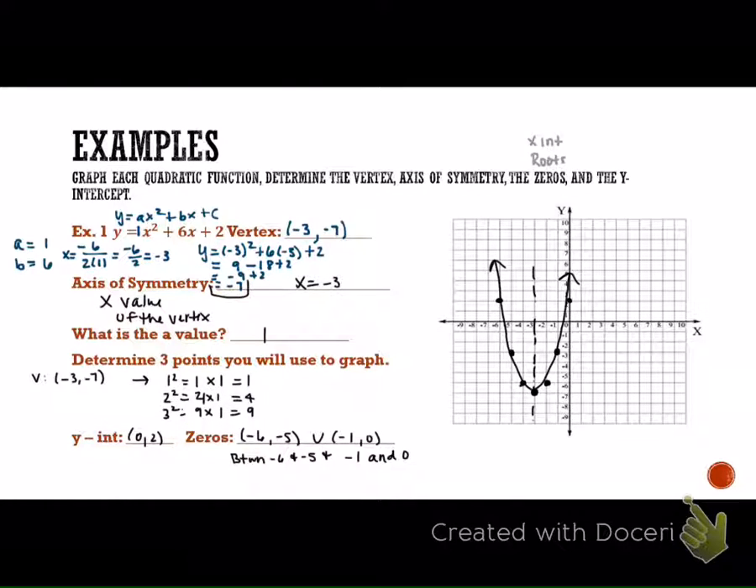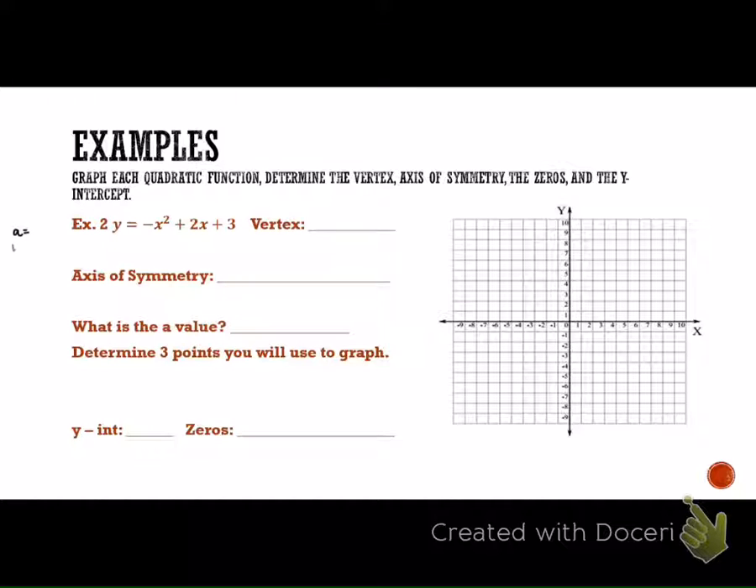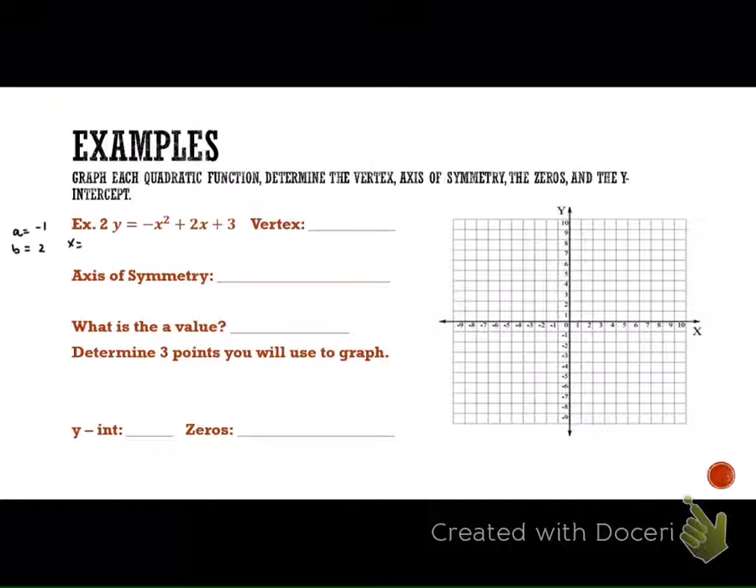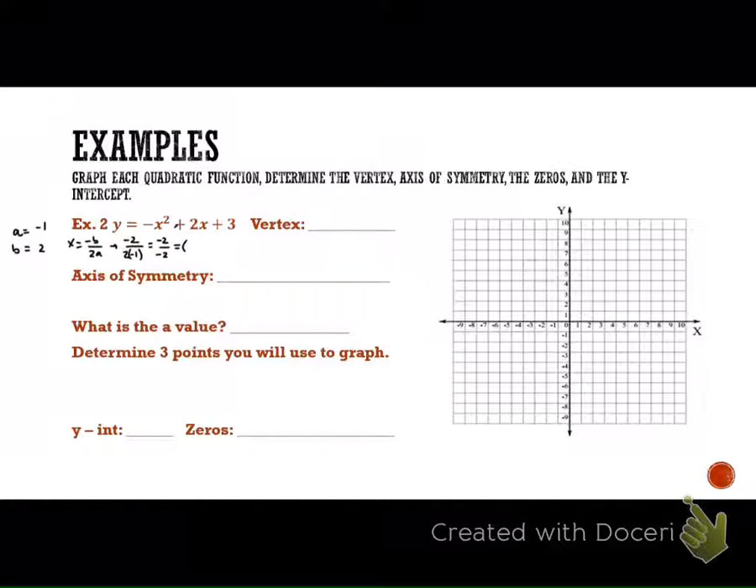All right. Let's look at this one now. It says graph each quadratic function, determine the vertex, axis of symmetry, the zeros, and the y-intercept. So, Olivia, what is my a value and my b value in example 2? Good. So we do x equals -b over 2a. That's -2 over 2 times -1. That's negative 2 over negative 2, so our x value is just 1.